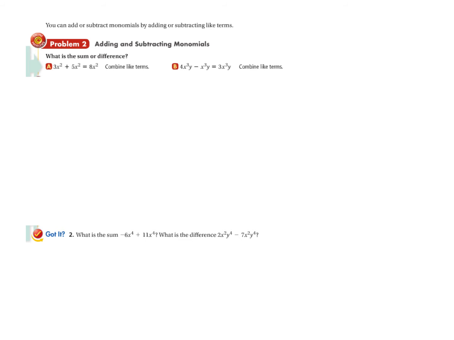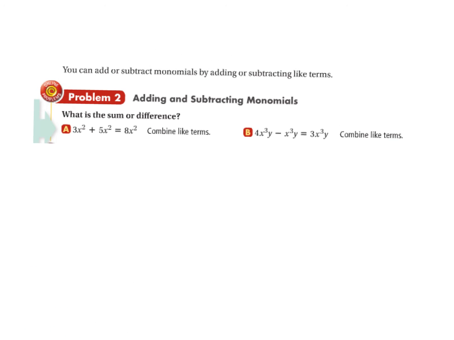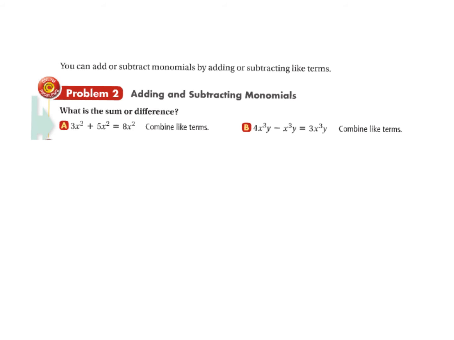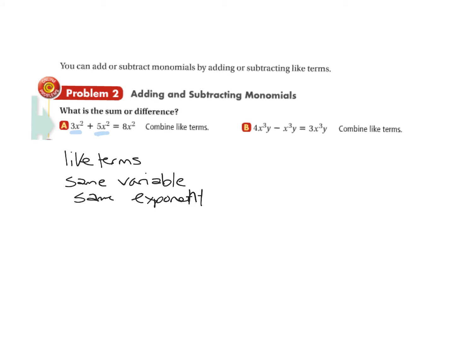All right, so the next thing we're going to do, guys, is work on adding and subtracting monomials. Basically, all we want to do is add and subtract what we call like terms. Now, in problem 2, I can see that 3x squared and 5x squared are like terms. They have the same variable, they both have an x, and they have the same exponent. They're both x squared. So when you go to combine them, all you're adding is the number in the front. 3 plus 5, so you get 8, and you always keep the variable and the exponent the same, x squared.